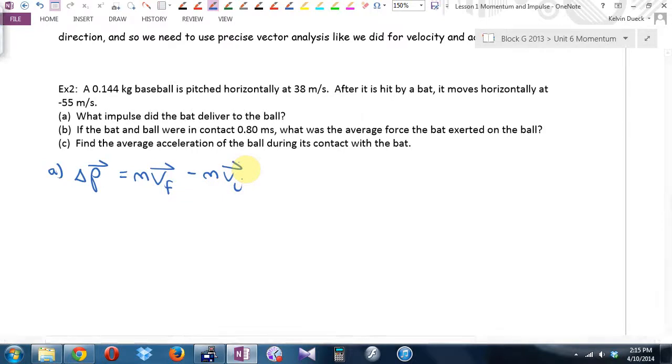I may give you this same question, but instead of telling you how fast it came in and how fast it left at, I may tell you what the bat force was and how long the impact lasted for. Okay, then you'd use F delta t.